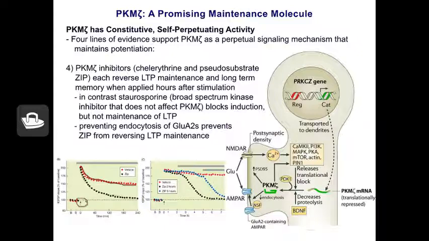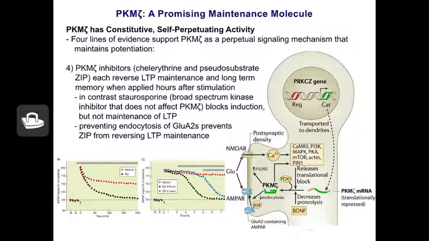But what happens when we administer ZIP starting at 2 hours or even starting at 5 hours after the stimulation? We can see in both cases that the administration of ZIP diminishes the potentiation, reverses it so that you do not have long-term maintenance of the potentiation. Clearly, this seems to implicate the protein kinase M-zeta in the long-term maintenance of potentiation after tetanic stimulation.